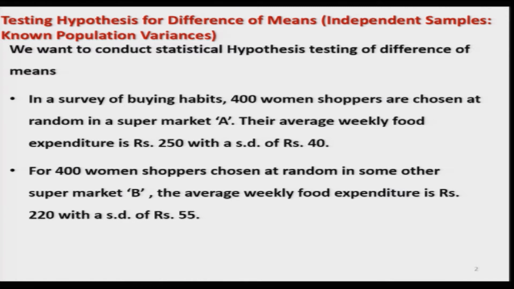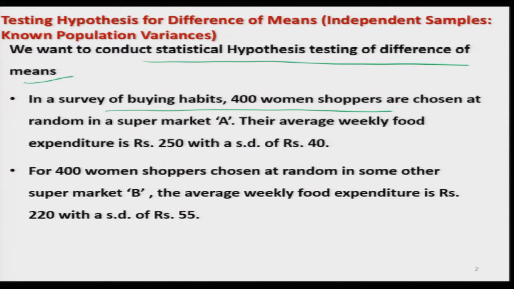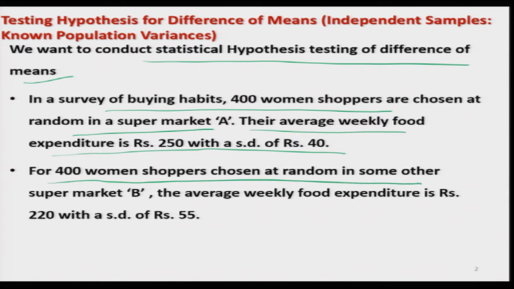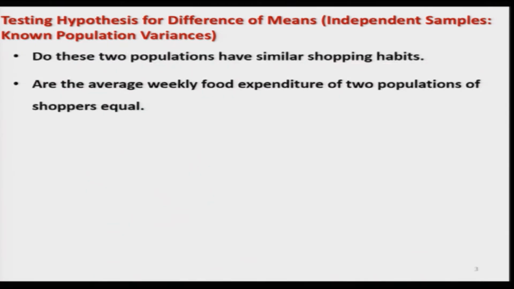Now we are more interested in conducting a test of hypothesis about the difference of the means, or comparing the means. For example, in a survey of buying habits, 400 women shoppers are chosen at random in supermarket A, and their average weekly food expenditure is, suppose, rupees 250 with a standard deviation of rupees 40. And then another set of 400 women shoppers are chosen at random in another supermarket, and their average weekly food expenditure comes out to rupees 220, and the standard deviation here is 55. How can you conclude what is really happening in this phenomenon?